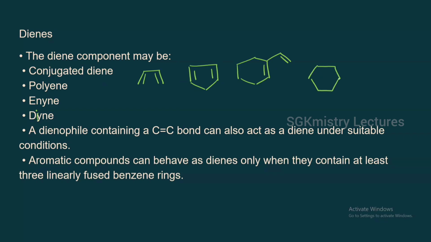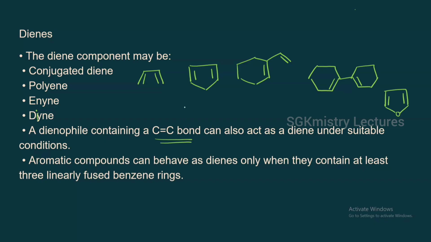And in this case, the two cyclic rings join together. Again, here also there is conjugation with each other. And then even furan, where there are two double bonds, right? And a dienophile, which contains a C double bond C bond, can also act as a diene if used under suitable conditions, right?